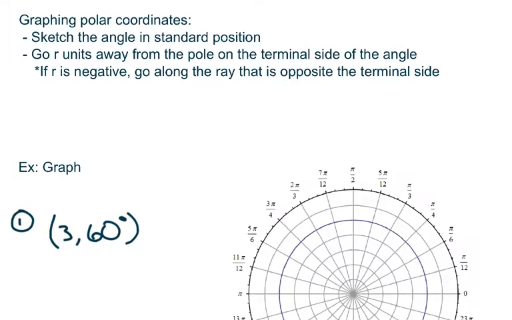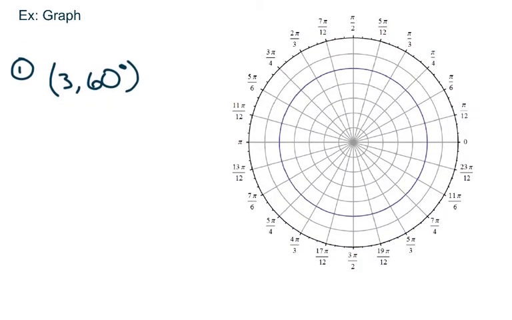Okay, so number one, we're going to graph here (3, 60 degrees). So we're going to start with the terminal side of our angle, which is 60 degrees. Now my graph here is labeled in radians, but hopefully by now you're familiar enough with degrees to radians that you know that 60 degrees is pi over 3. So I'm just going to draw a little bit of a dashed line right along pi over 3. So that's my terminal side.